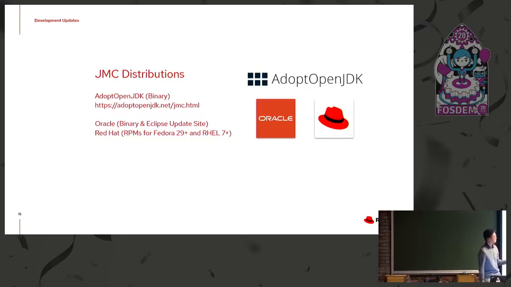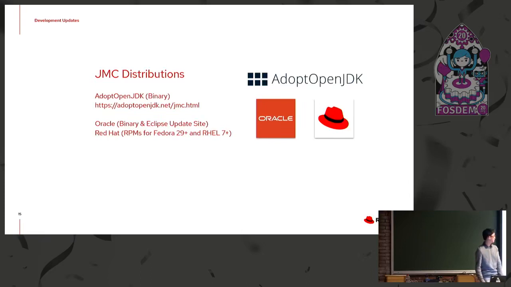Distribution-wise, Adopt OpenJDK has provided binaries for download. Actually, for the time being, these are snapshot versions, so the latest in the repository. And I have heard from the developers there that they are going to do release binaries as well in the future. Oracle, of course, does have binaries as well, as well as the Eclipse update site. Unfortunately, they have yet to do the 7.1.0 release, but hopefully we'll see that in the next few months.